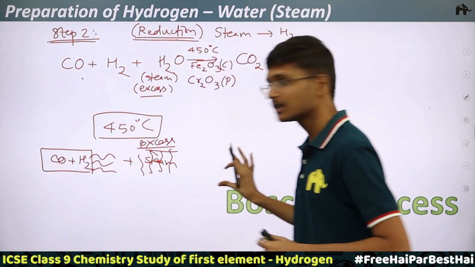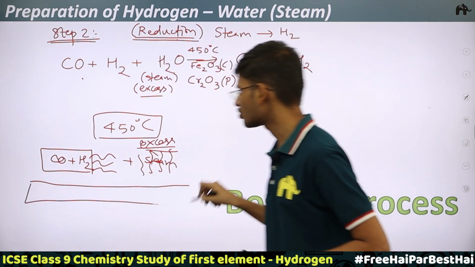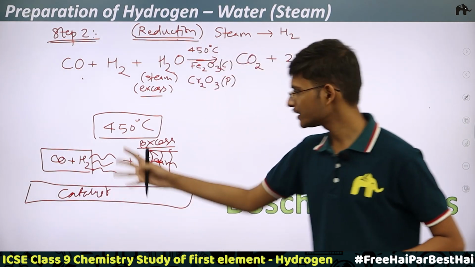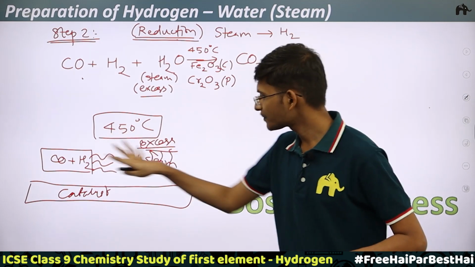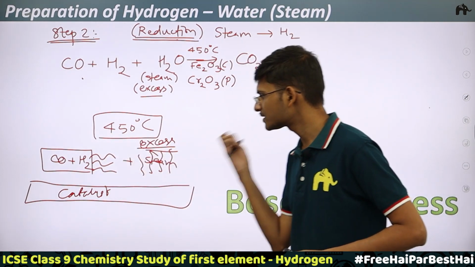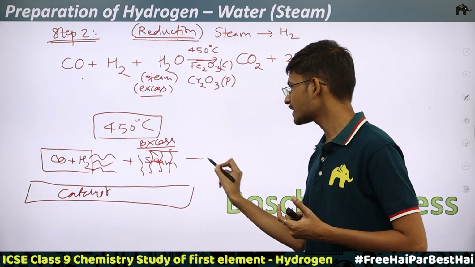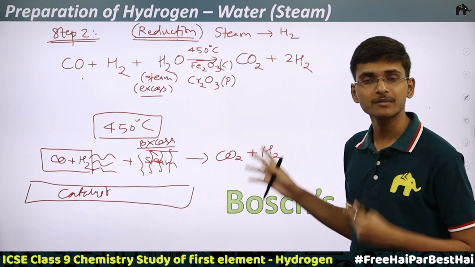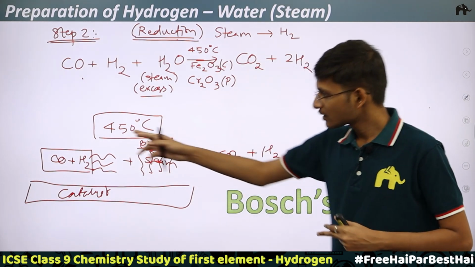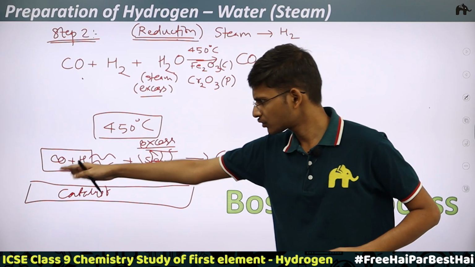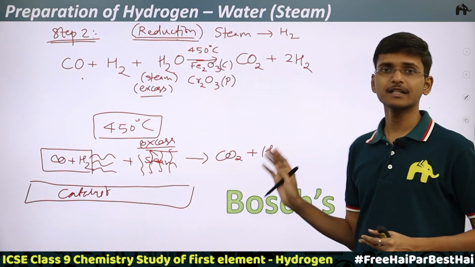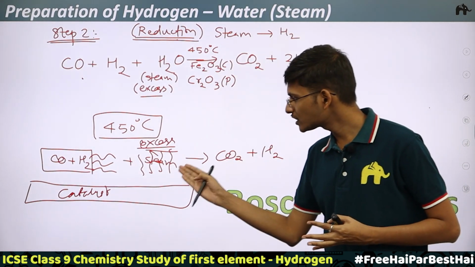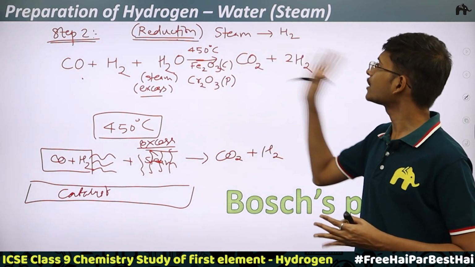This mixture, at 450 degrees Celsius, is passed over the catalyst and the promoter, you can see. The catalyst and promoter speed up this reaction. And we get products as carbon dioxide, and again we generate hydrogen. So from the syngas we are again generating more and more hydrogen. How? By reducing the steam to hydrogen.